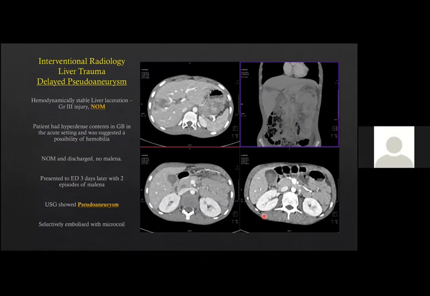So, delayed pseudoaneurysm, the case that we have seen, there was hepatic laceration in this patient, managed conservatively. In the acute setting itself, the patient had hyperdense contents within the GB. So we suggested a possibility of hemobilia. However, since the patient did not have melena and was hemodynamically stable, the patient underwent non-operative management. The patient was good to go, was discharged. However, the patient presented to the emergency department 3 days later with 2 episodes of melena.